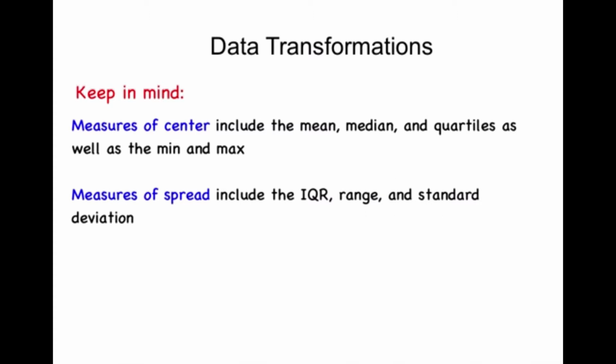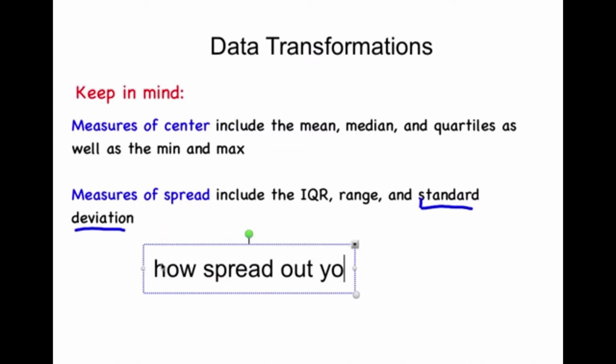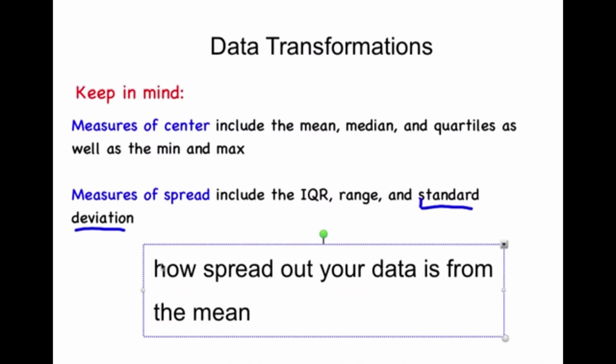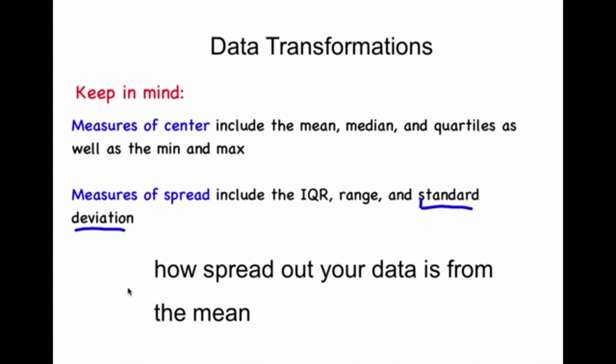And standard deviation is a measure of spread. You might not really think that it is, but standard deviation is measuring how far away your points are from the mean, or you could say how spread out your points are from the mean. So it really is about spread, even though you might not think that.